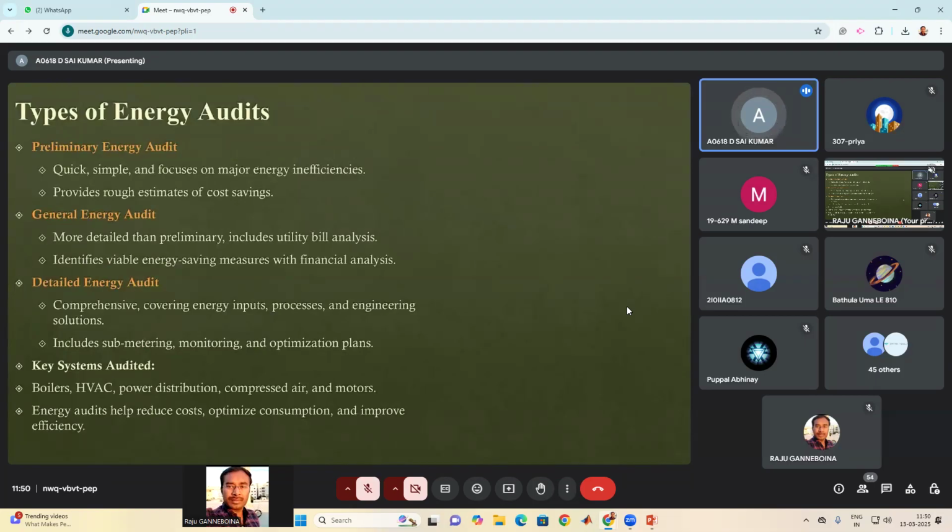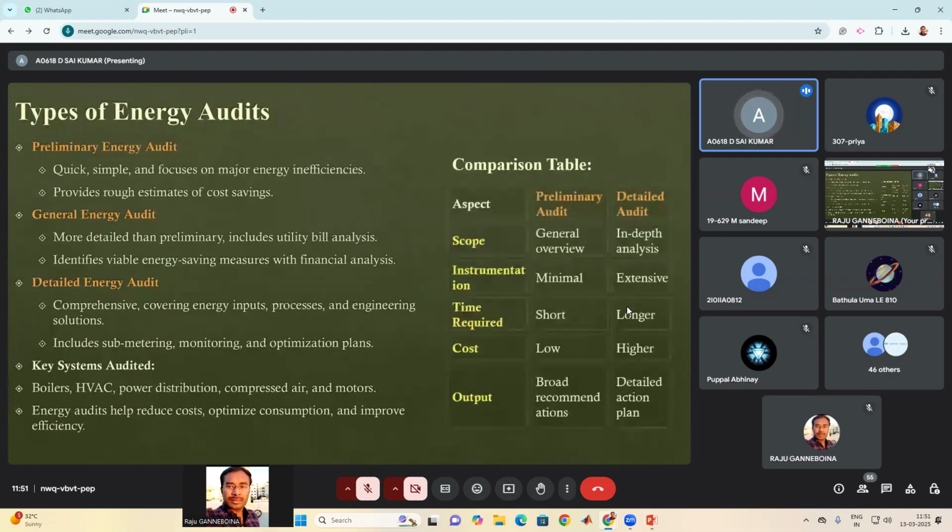And coming to the detailed energy audit, which is a very thorough kind of energy audit, we see comprehensive coverage of energy inputs, processes, and engineering solutions, which includes sub-metering, monitoring, and optimization plans. Here we can see the key systems audited are boilers, HVAC, power distribution, compressed air, and motors. Energy audits also reduce cost, optimize consumption, and improve efficiency. And here I presented a comparison table between the types of energy audits for easy understanding.